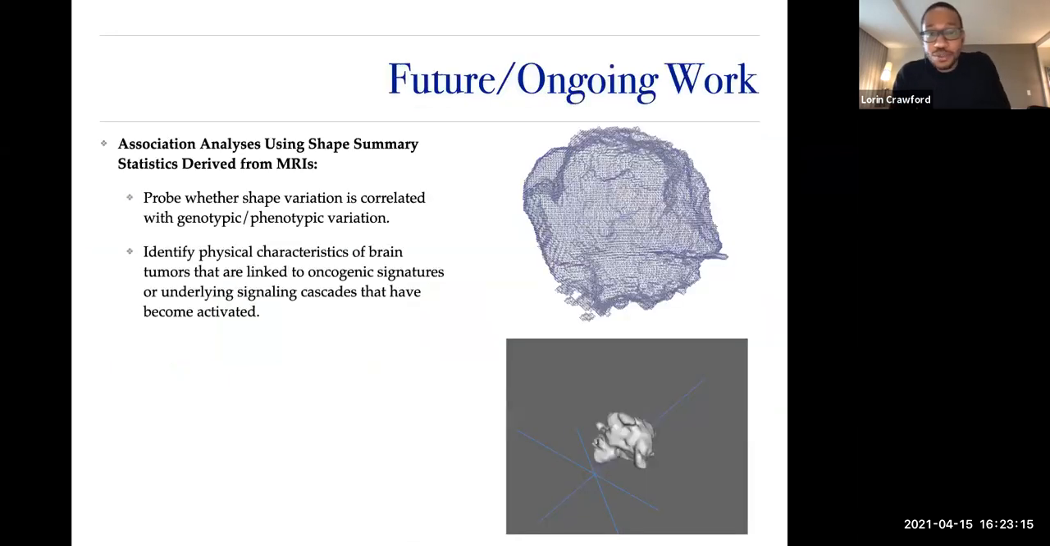So I just want to finish off with future and ongoing work, because I just think it's cool. And if people want to think about this hard stuff with me, I'm all about it. So eventually what I want to do is get back to radiomics, where my motivation for this came from. And so I still want to probe this idea of whether shape variation is correlated with genotypic or phenotypic variation. The issue with this is it's a hard problem.